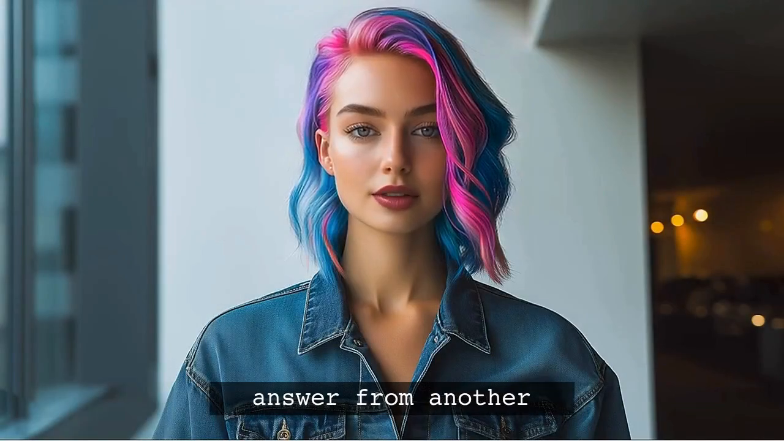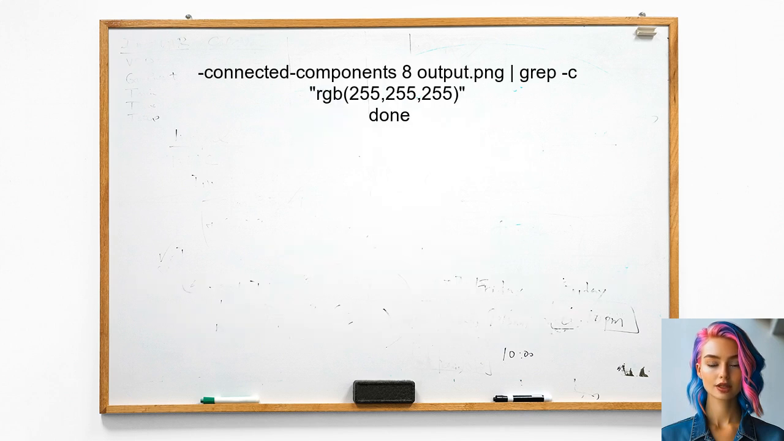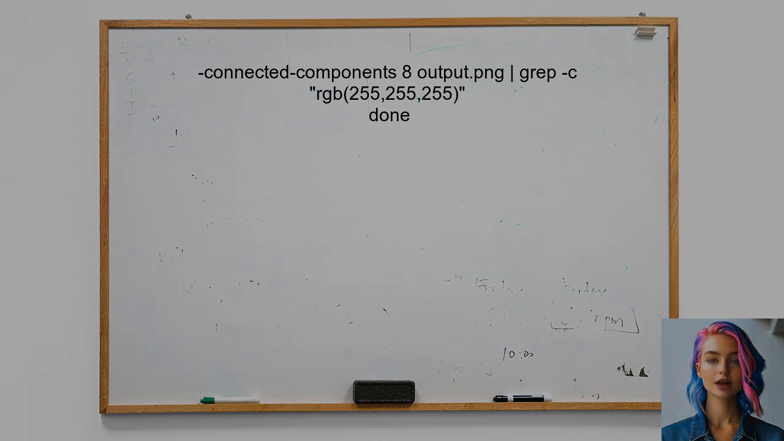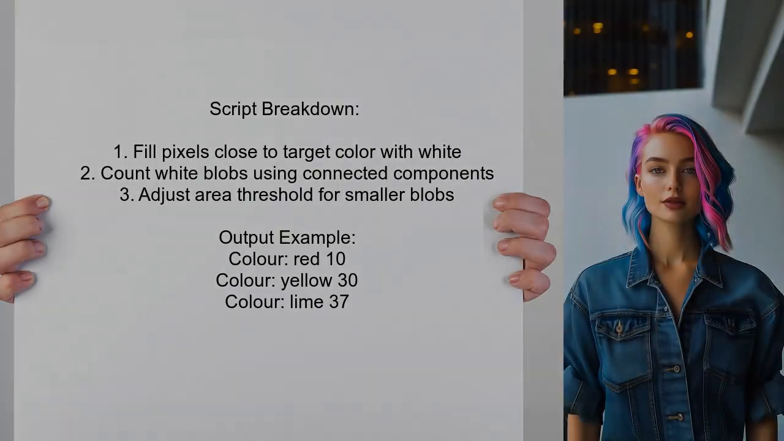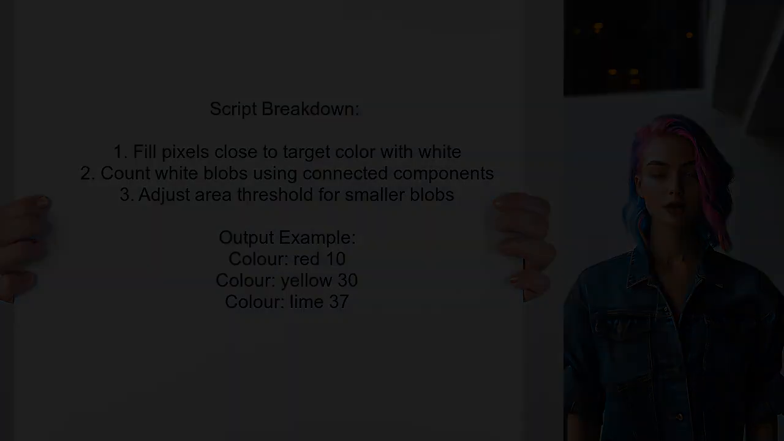Let's take a look at another answer from another user. An alternative solution involves using Bash and ImageMagick instead of OpenCV. This method requires no coding and works on various operating systems. The user provides a Bash script that counts colored dots in an image by filling colors and analyzing connected components. The script processes each color, filling pixels close to the target color with white, and then counts the resulting white blobs. The user can adjust the area threshold to include smaller blobs if needed.